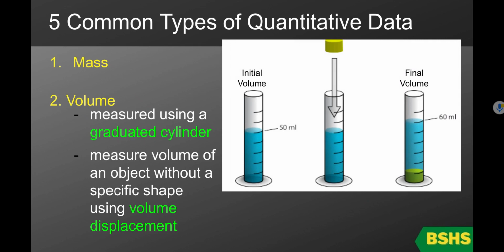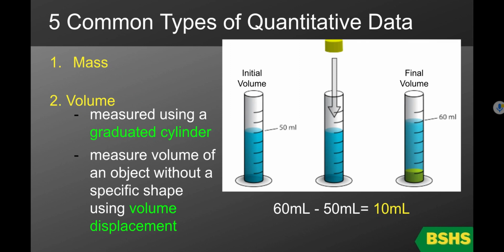Based on the picture, our initial volume is 50 milliliters. Then you're going to drop the object into the graduated cylinder. Now you determine the final volume. Based on the picture, the final volume is 60 milliliters. To determine the volume of the object you dropped in the graduated cylinder, just do this. You do the final minus the initial volume. So in this case, it was 60 minus 50, and that comes out to be 10 milliliters.